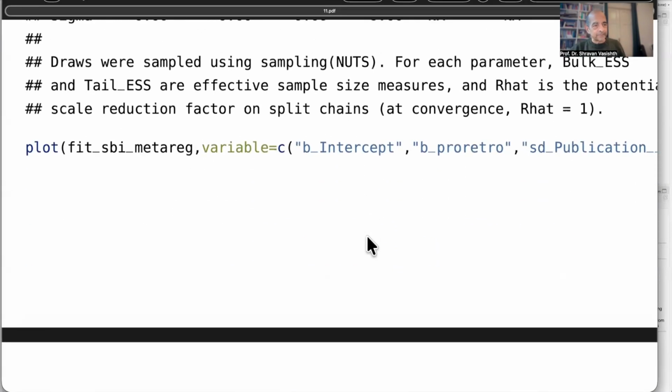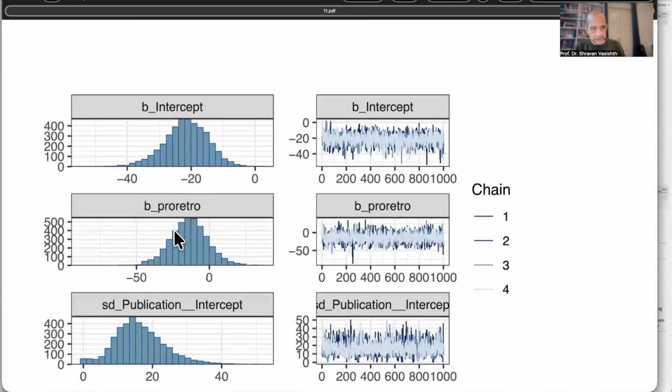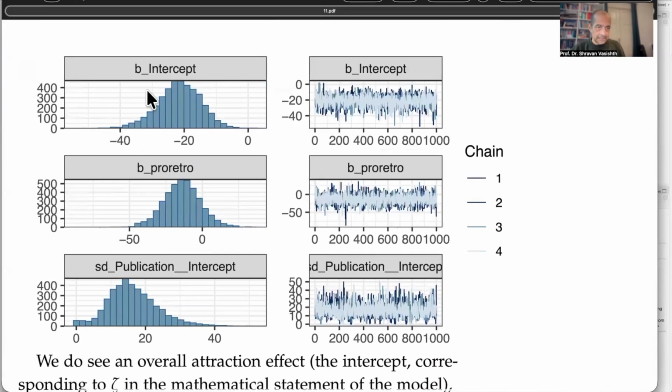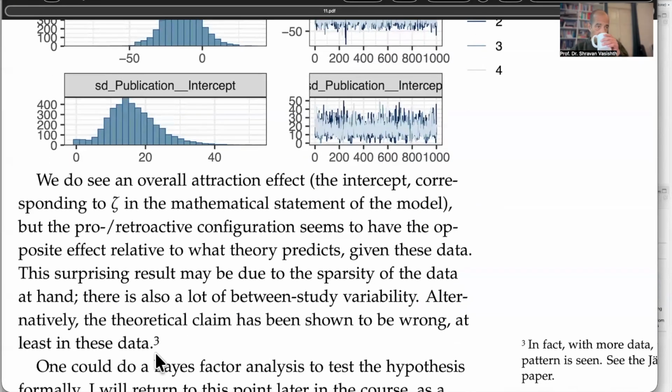So anyway, you can now plot the meta-regression, and you can see the posteriors. That's the overall effect, negative, and you see that the proactive interference effect is more negative, contrary to theory, and that's the standard deviation, the tau estimate. There's quite some variation in the estimates.